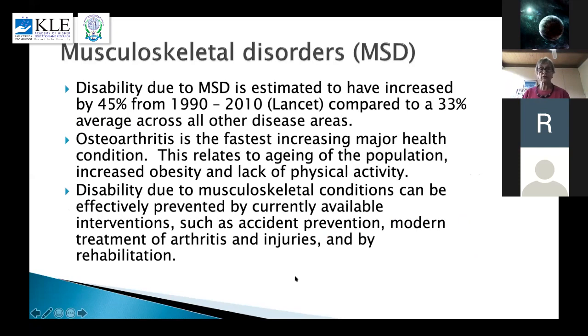If we look at it, it has increased, from an article in The Lancet, between 1990 and 2010. It increased by 45% compared to 33% average of all other disease areas. So that's huge. I mean, it's good for physio. It gives us lots of patients, obviously, but it's a terrible indictment on how we've been going about prevention, if you like. Osteoarthritis and, as I say, obesity and lack of physical activity. And again, we know that there are effective interventions to help prevent these things.